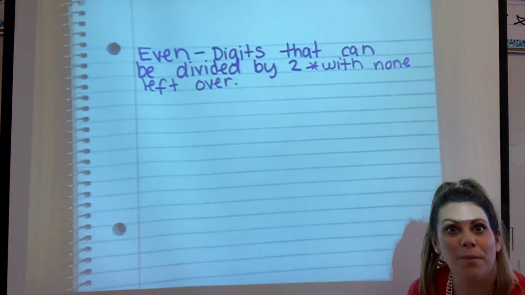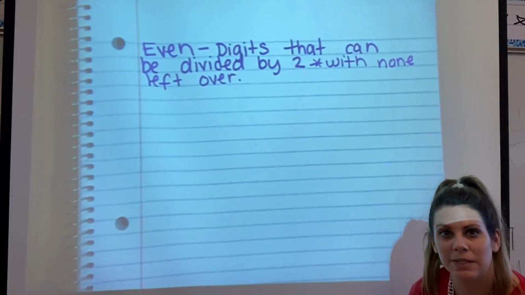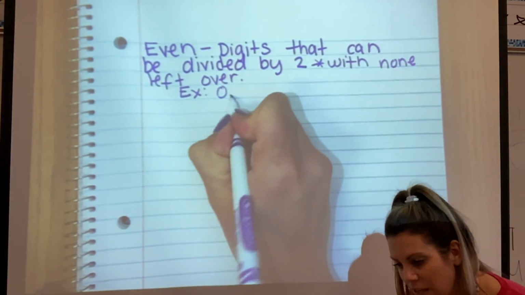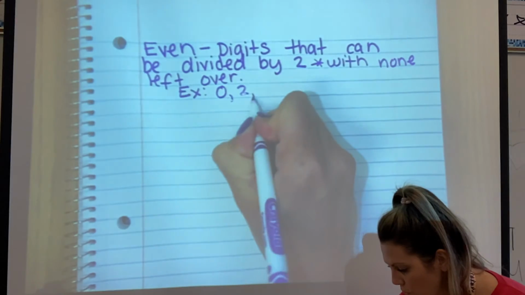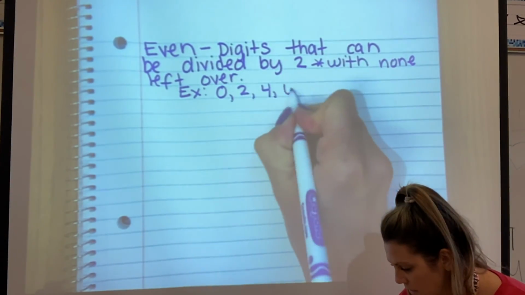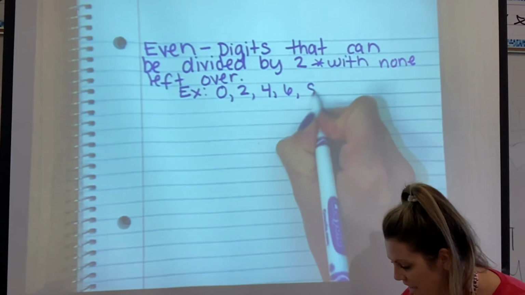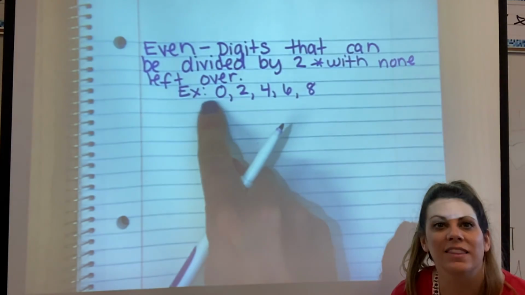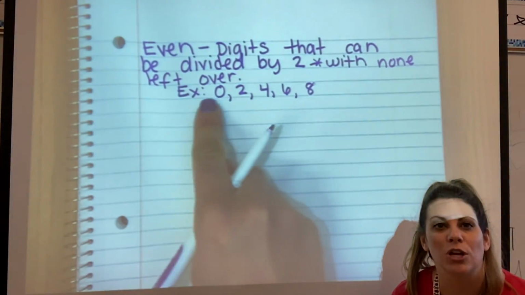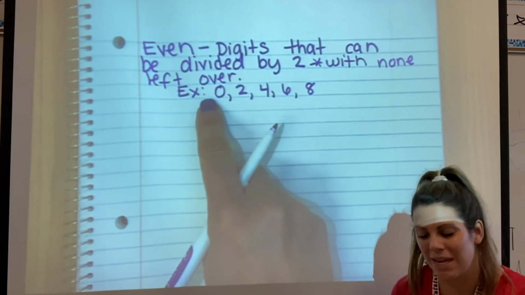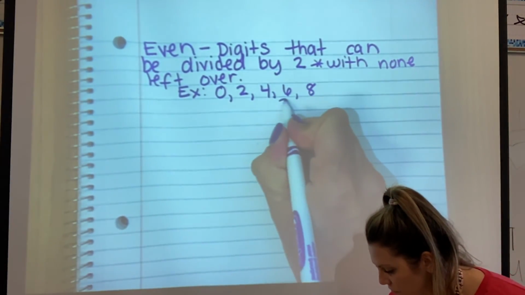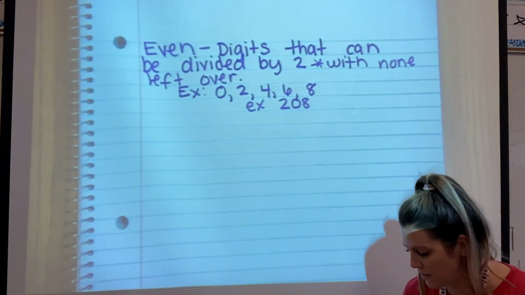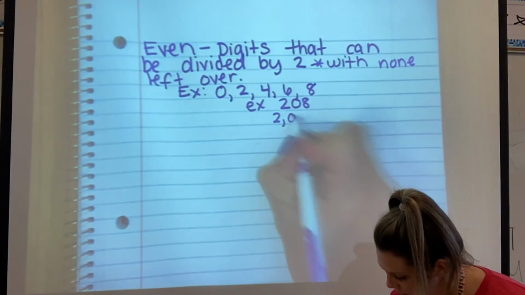So what numbers are even numbers? You should be able to tell me that as I write them down. 0 is an even digit, 2, 4, 6, and 8, okay? So we want to always make sure that the digits that have these numbers are even. But what if it's a big number like this? Or an even bigger number like this?